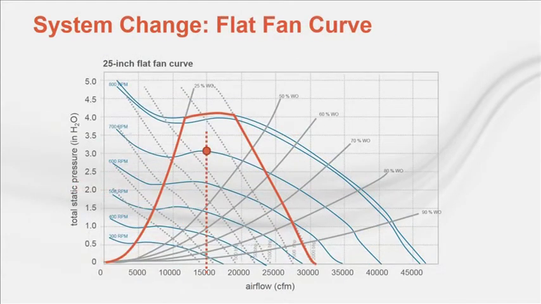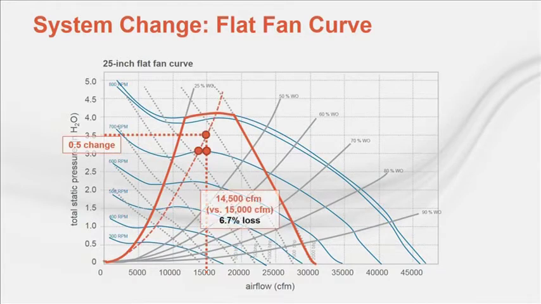Let's now look at a flat fan curve. For the same 0.5 inch change in static pressure, the airflow changes by 6.7%, or double that of the steep fan curve. Fan types that normally have flat fan curves, forward curved for example, are the most forgiving when it comes to stall or surge conditions. However, a steeper fan curve, airfoil for example, can minimize the effect of a misestimated system.